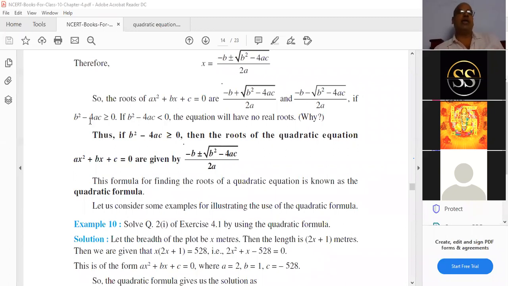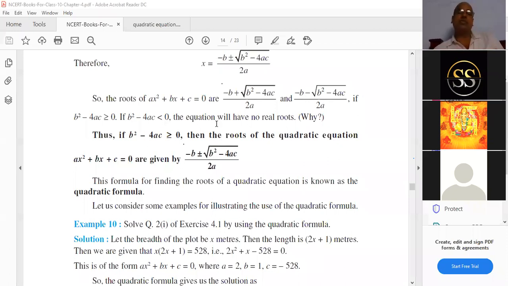See here, I already wrote: if b square minus 4ac is greater than or equal to 0, real roots exist. If b square minus 4ac is less than 0, the equation will have no real roots. This is the condition. That is called capital D. D is called the discriminant. Discriminant means immediately you have to say b square minus 4ac.